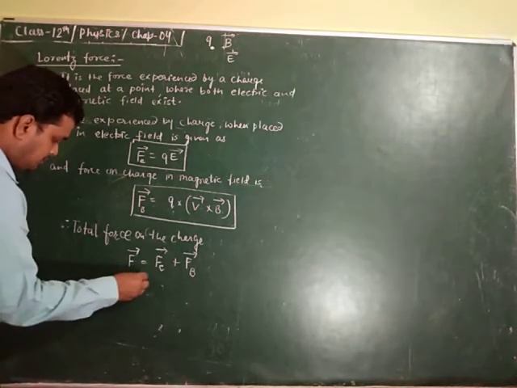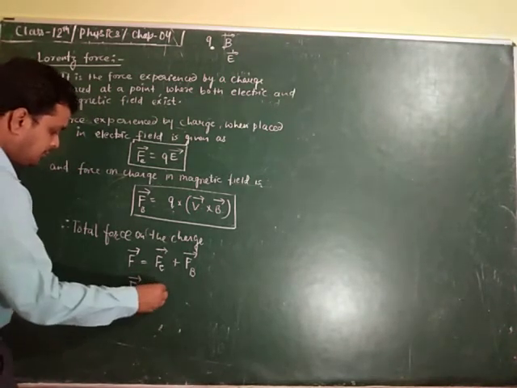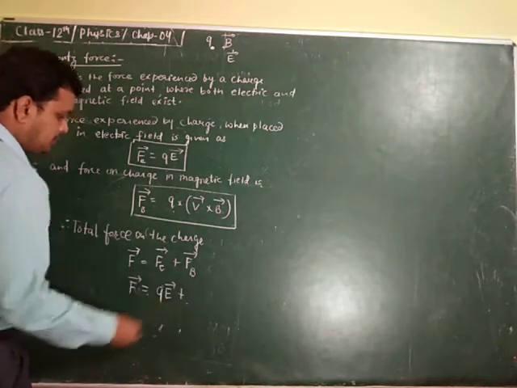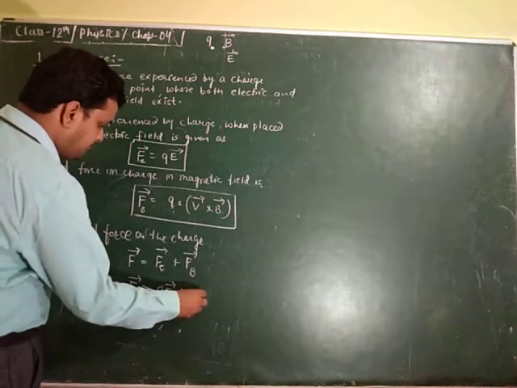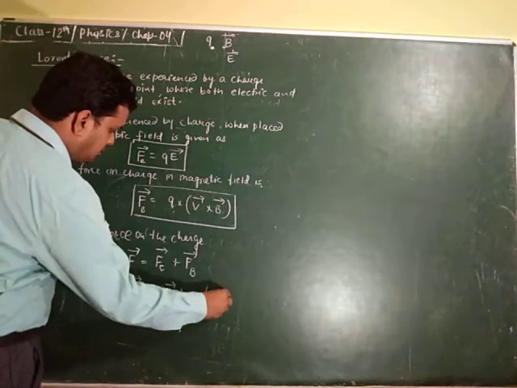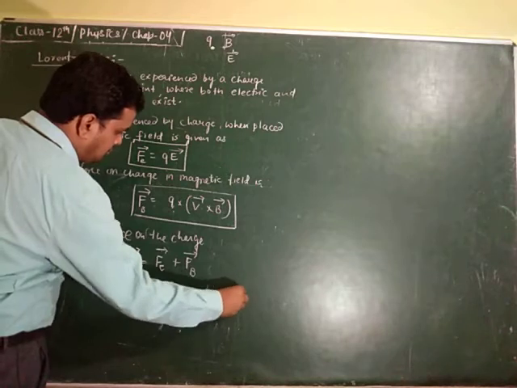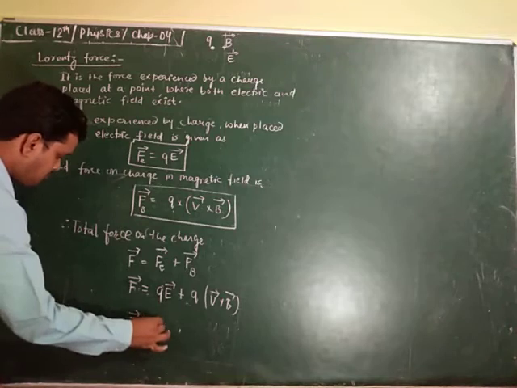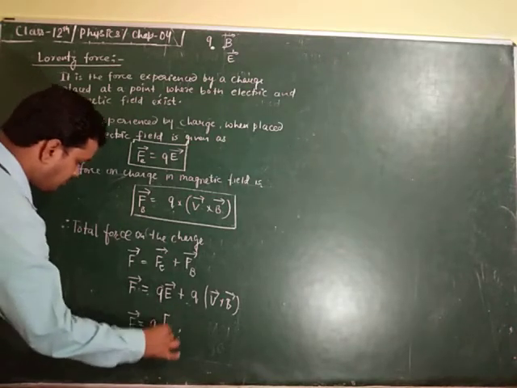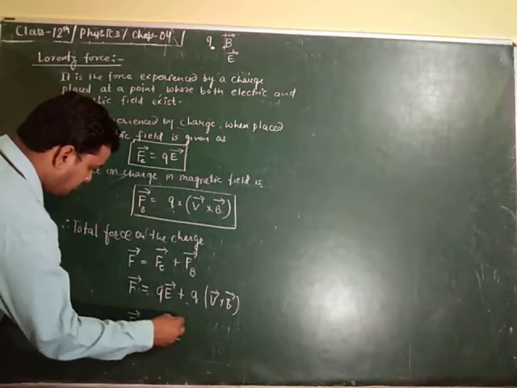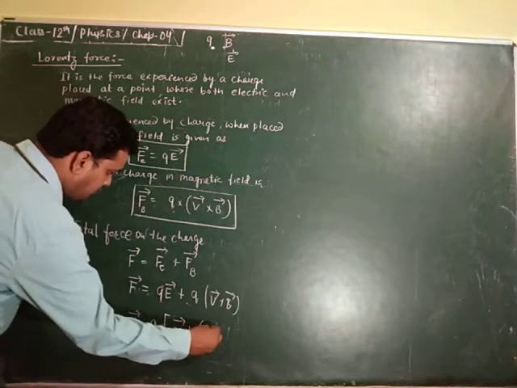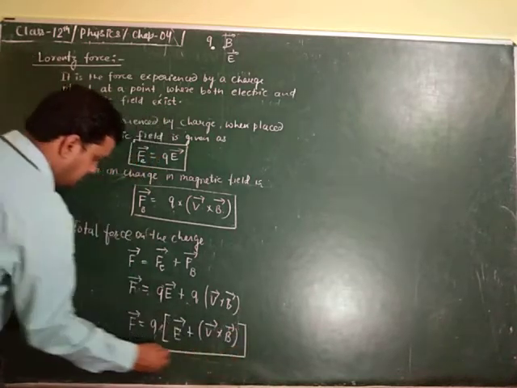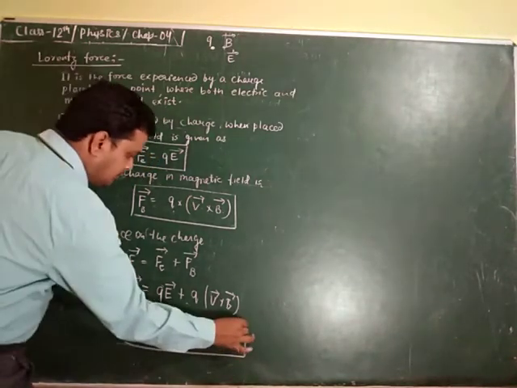This F will be Q times E plus Q times V cross B. The Q is taken common, left with E plus V cross B. So this is the Lorentz force.